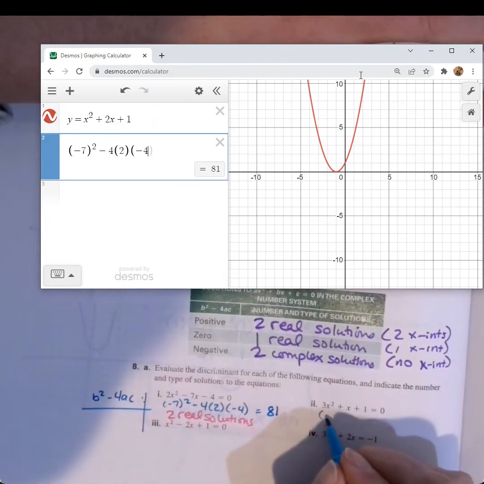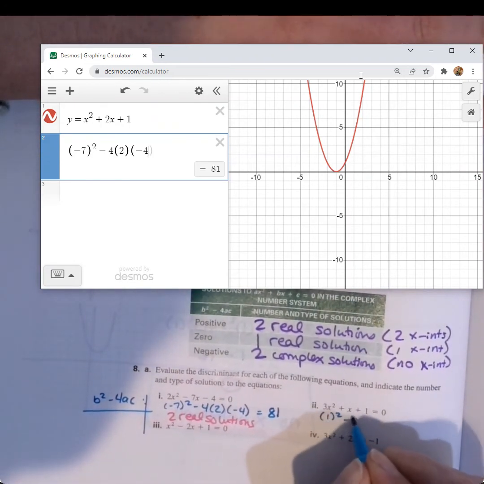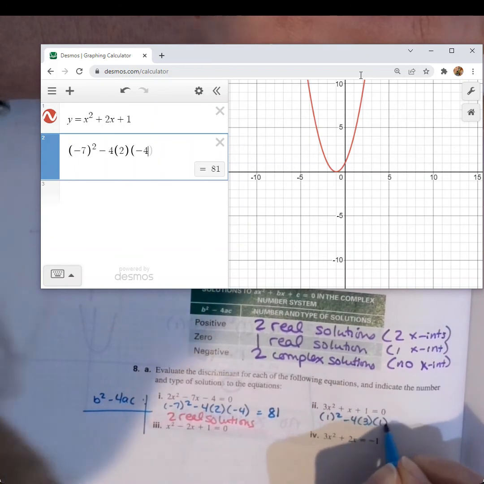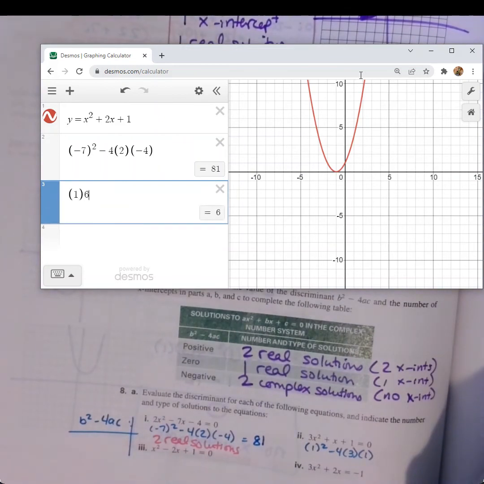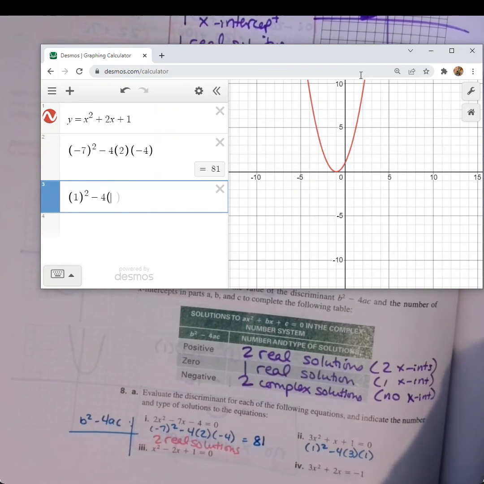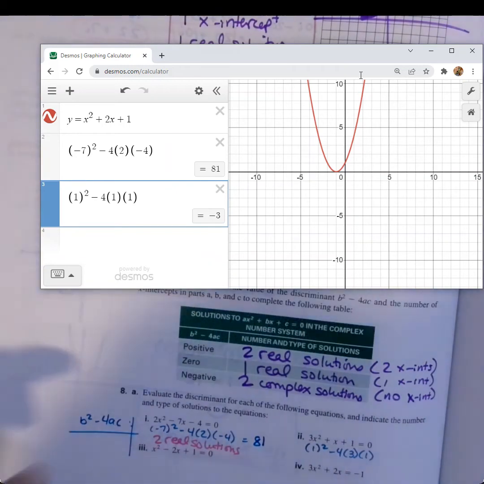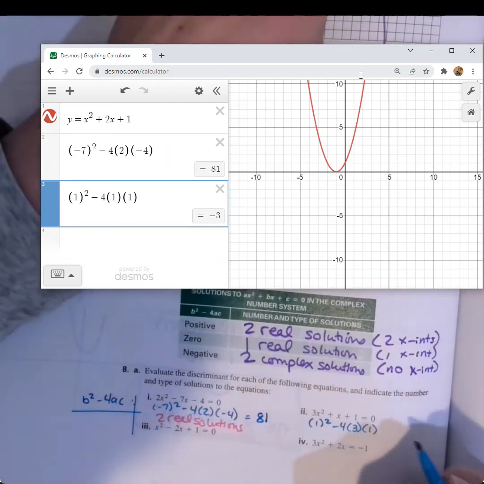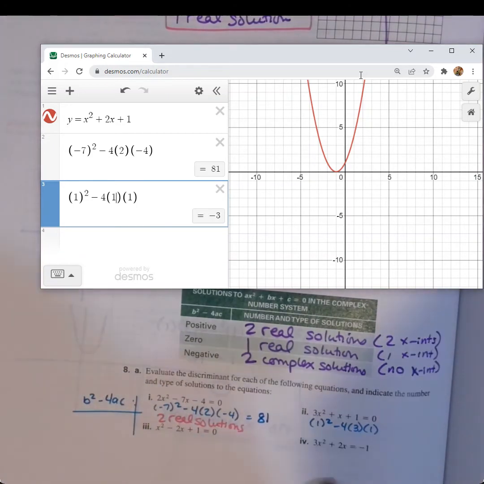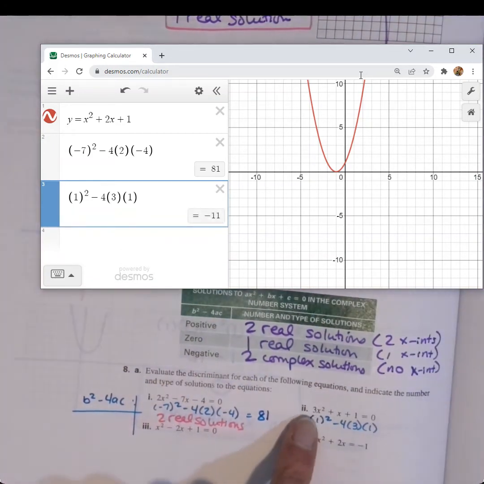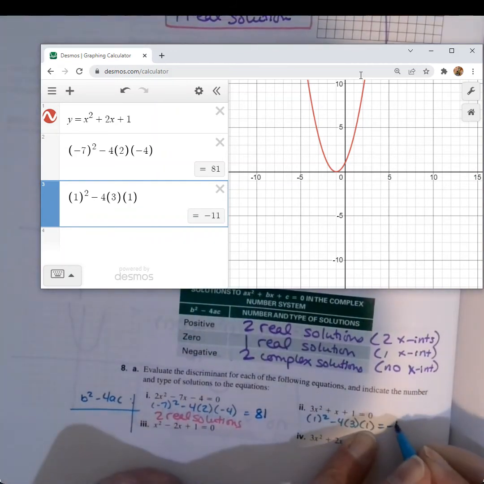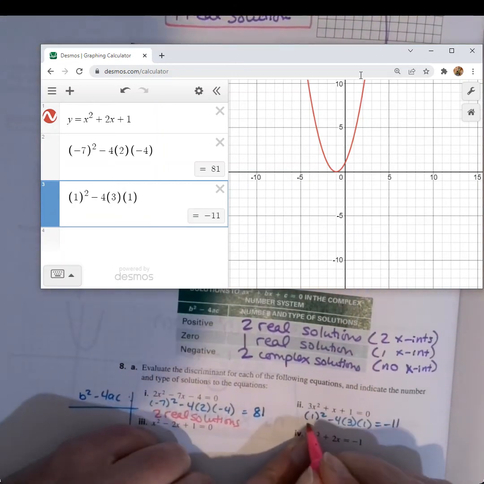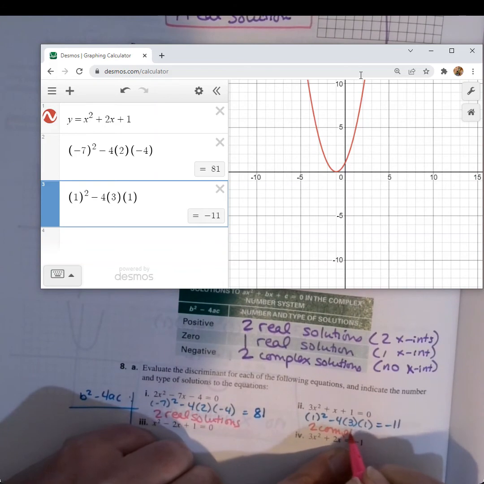All right, so we're going to have 1 as b squared minus 4 times 3 times 1. Okay, so for the next one, 1 squared minus 4 times 1 times 1, negative 3. No, I forgot the 3 there. My A was 3, and I wrote it down correctly here. Negative 11. There we go. Negative 11. And so this means that we're going to have two complex solutions.